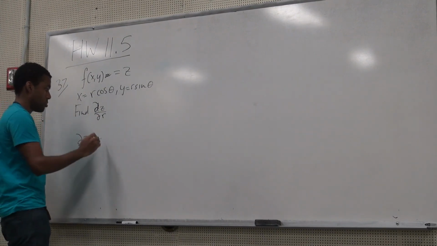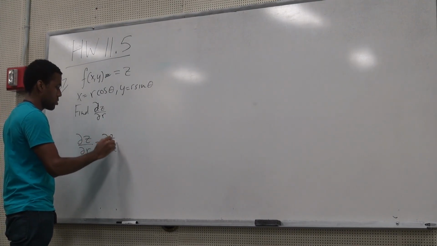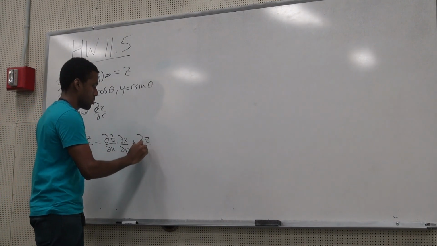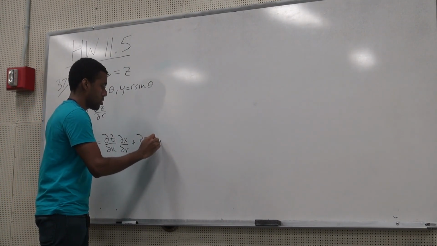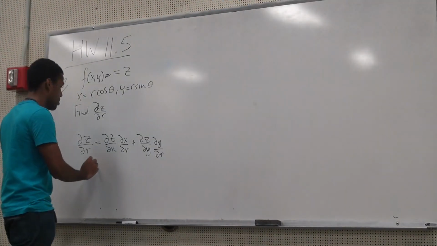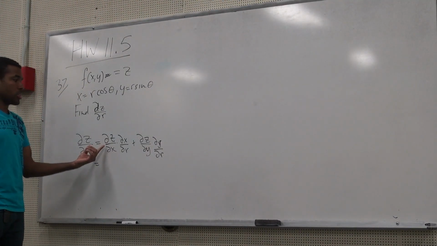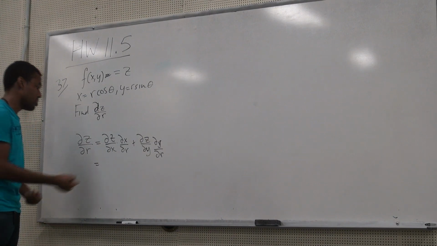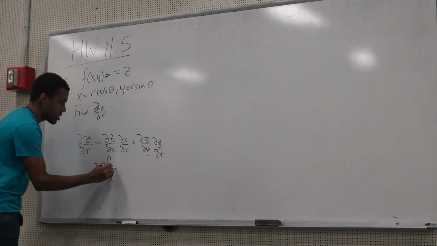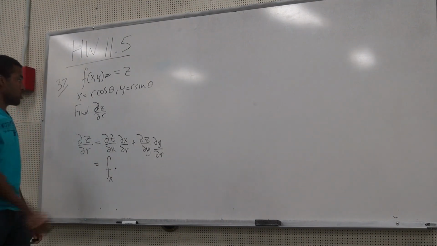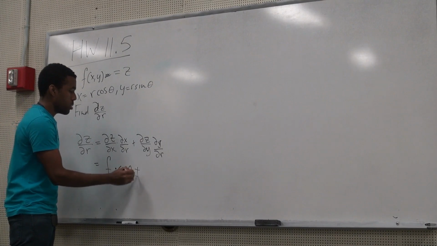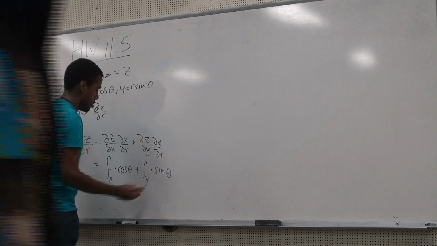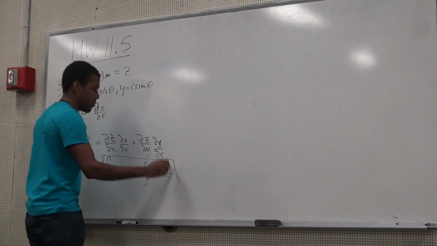dz over dx times dx over dr plus dz over dy times dy over dr. Right. So what's the partial of z with respect to x? Well, we actually don't know. So you can just call this f little x. Partial of x with respect to r is cosine theta. Partial of y with respect to r is sine theta. An answer like that would be fine.